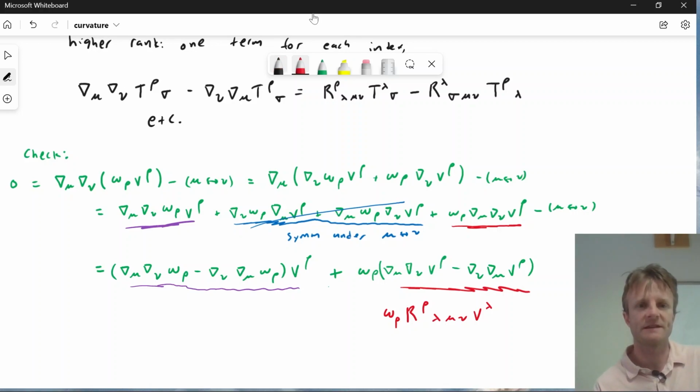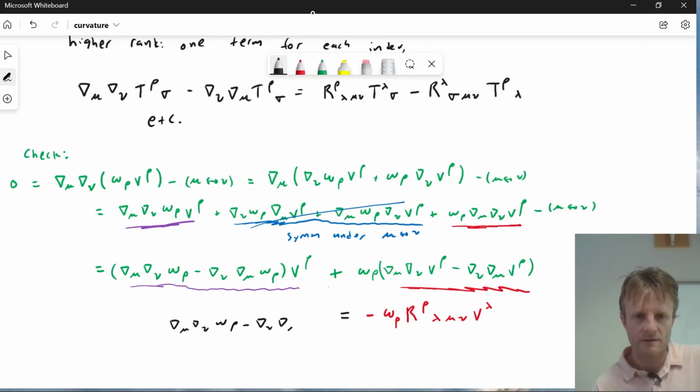So let's just move that to the left-hand side. Let's move the Riemann one to the left-hand side, so we have the minus sign there. And then this one is just ∇_μ ∇_ν ω_ρ minus ∇_ν ∇_μ ω_ρ, all contracted with V^ρ.